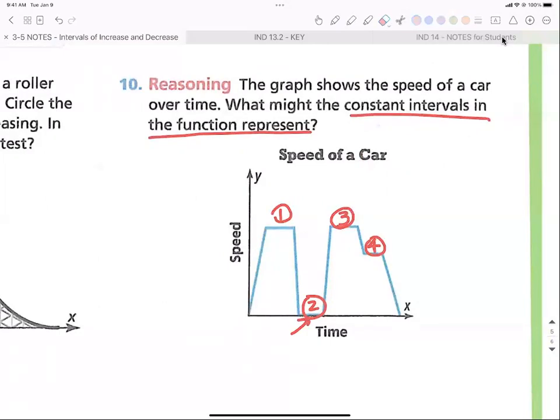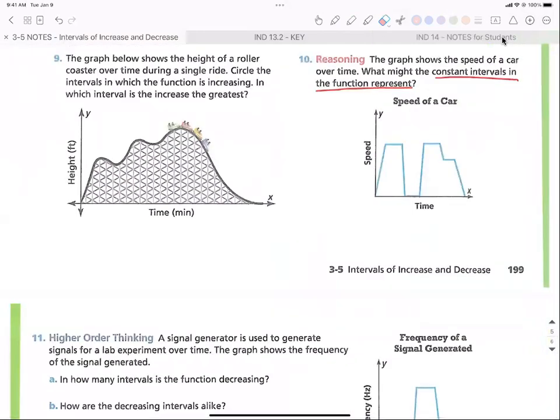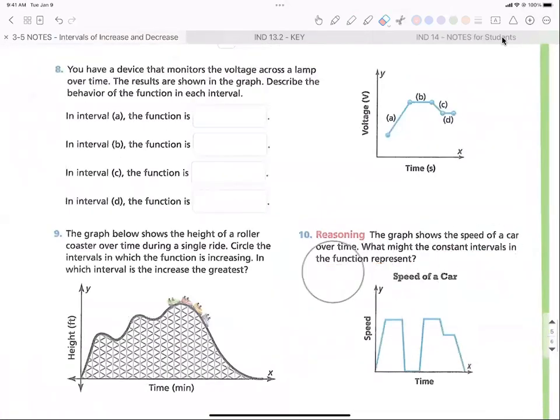All right. Your homework is number 6 through 10 on page 199, and that is it. Let me know if you have any questions.